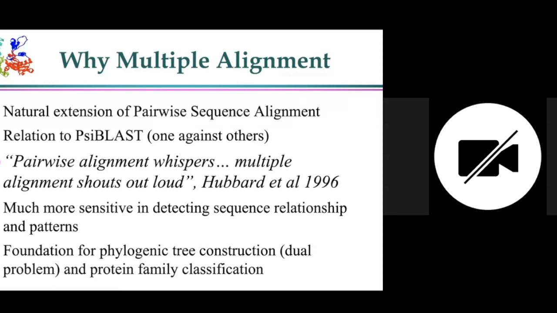Multiple alignment is also the foundation for protein family classification. Through multiple sequence alignment, you see those sequences with evolutionary relationships. You can further divide them into, let's say, superfamily, family, and smaller groups.